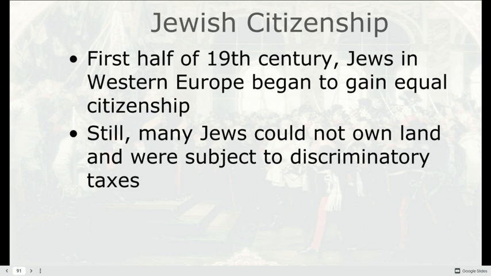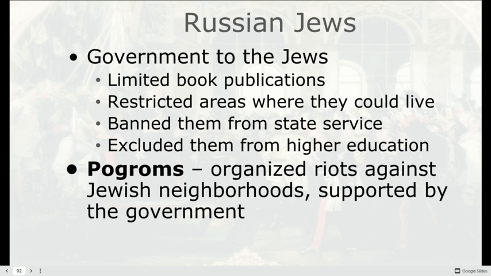But many throughout Europe, especially Eastern Europe, couldn't own land and had to pay special types of taxes. In Russia, there were limits on the number of books they could publish and where they could live. They were also excluded from universities.